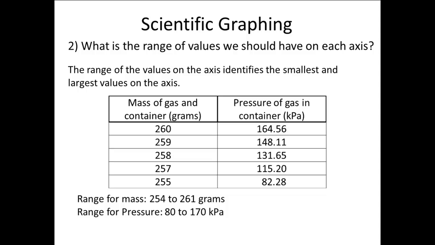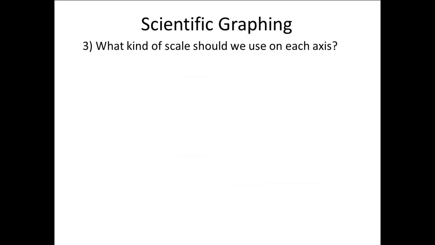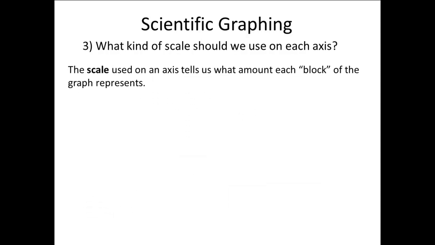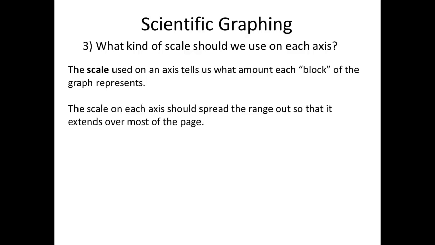We are not quite ready to put our numbers on each axis. We need to talk about the scales for each axis. The scale used on an axis tells us what amount each block of the graph represents. On a math graph, this is usually 1, but on a scientific graph, we want to spread the data out so that we can easily see the relationship between the variables. The scale on each axis should spread the range out so it extends over most of the page.